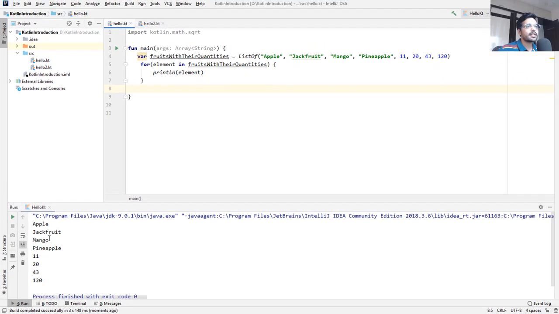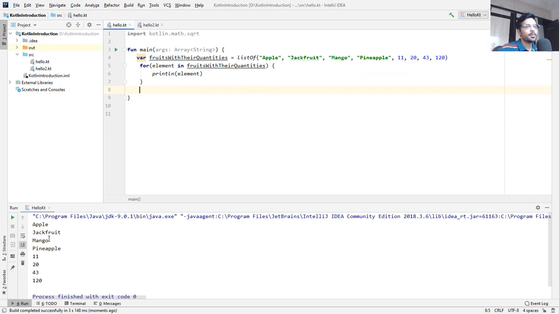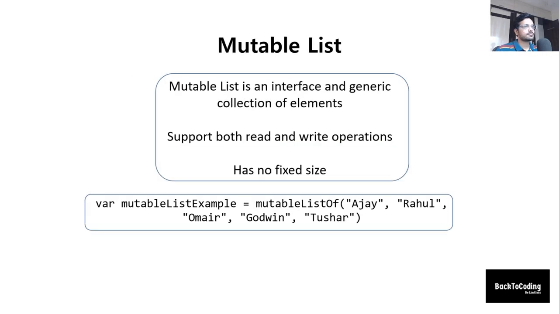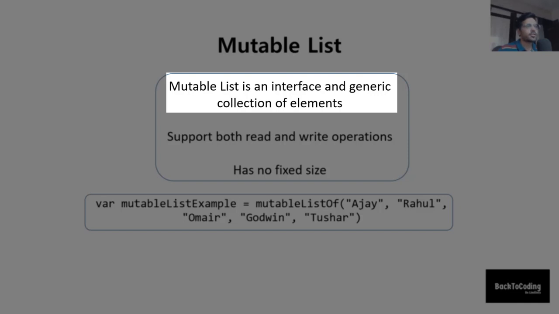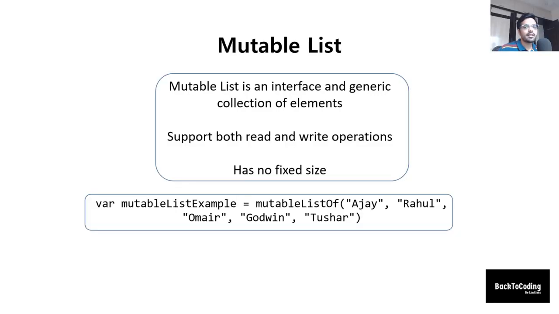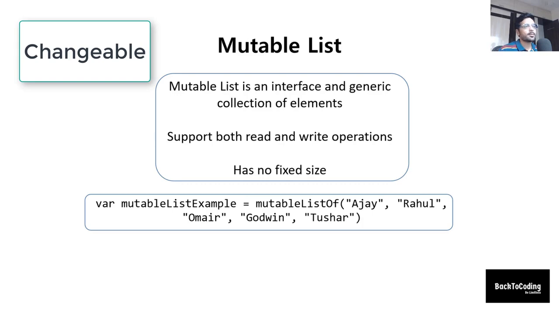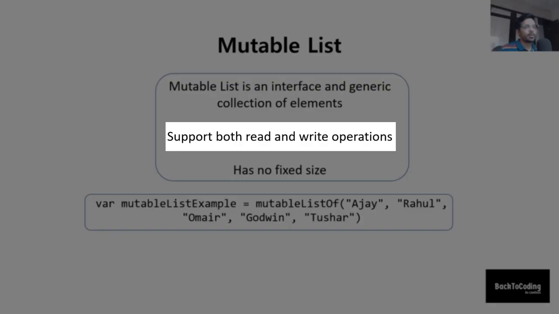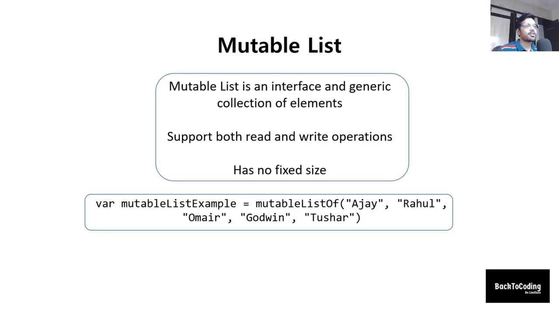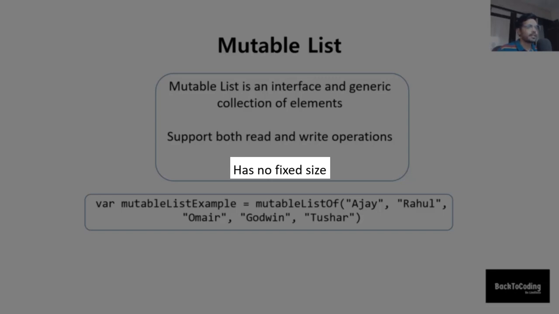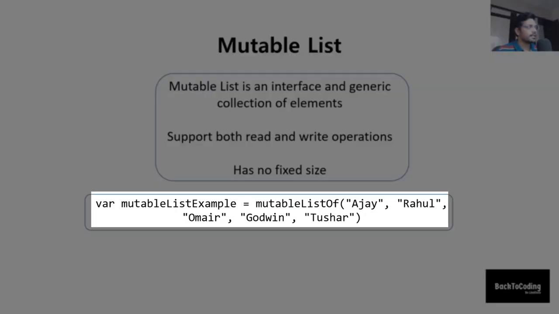The problem with list is that it's immutable. We cannot add more elements to the list after it is being declared. So as an alternative to it, we have mutable list. Mutable list is also an interface and generic collection of elements. Mutable list, as the name suggests, is mutable, that is, changeable. They support both read and write operations. We can add or remove elements from the mutable list as per our requirement, and also it has no fixed size. This is how it is declared.